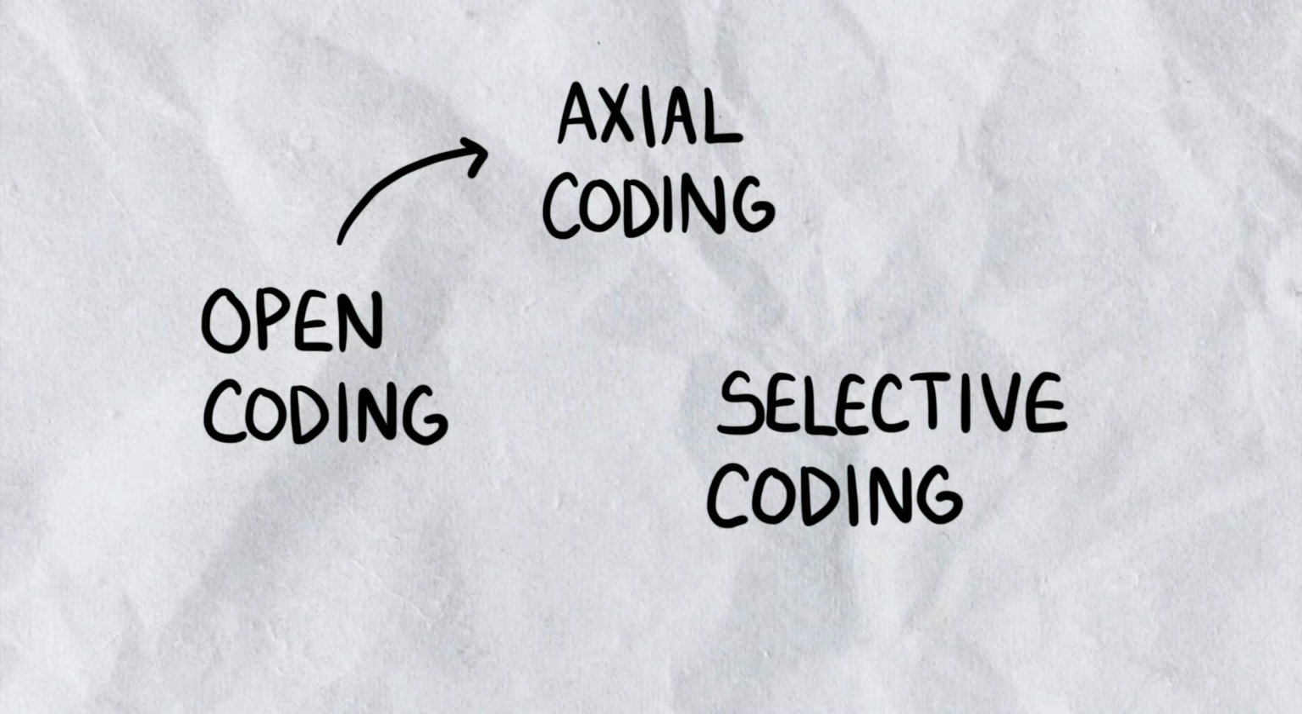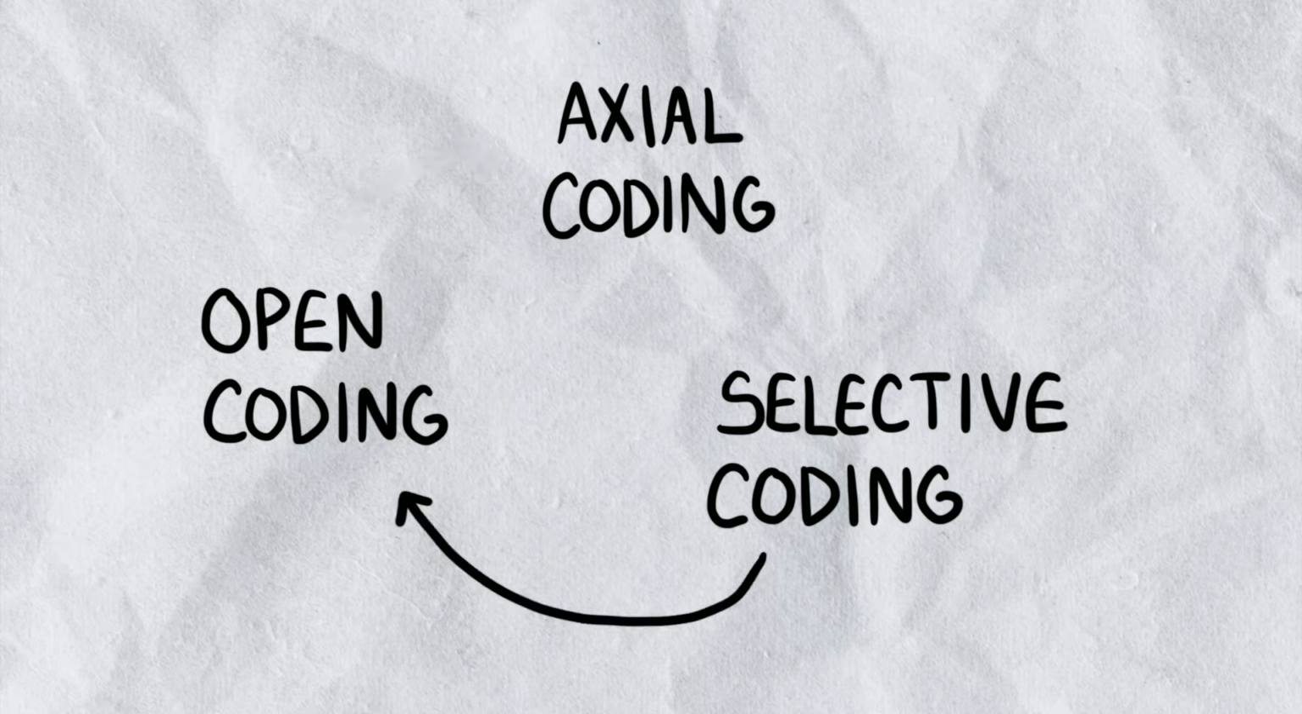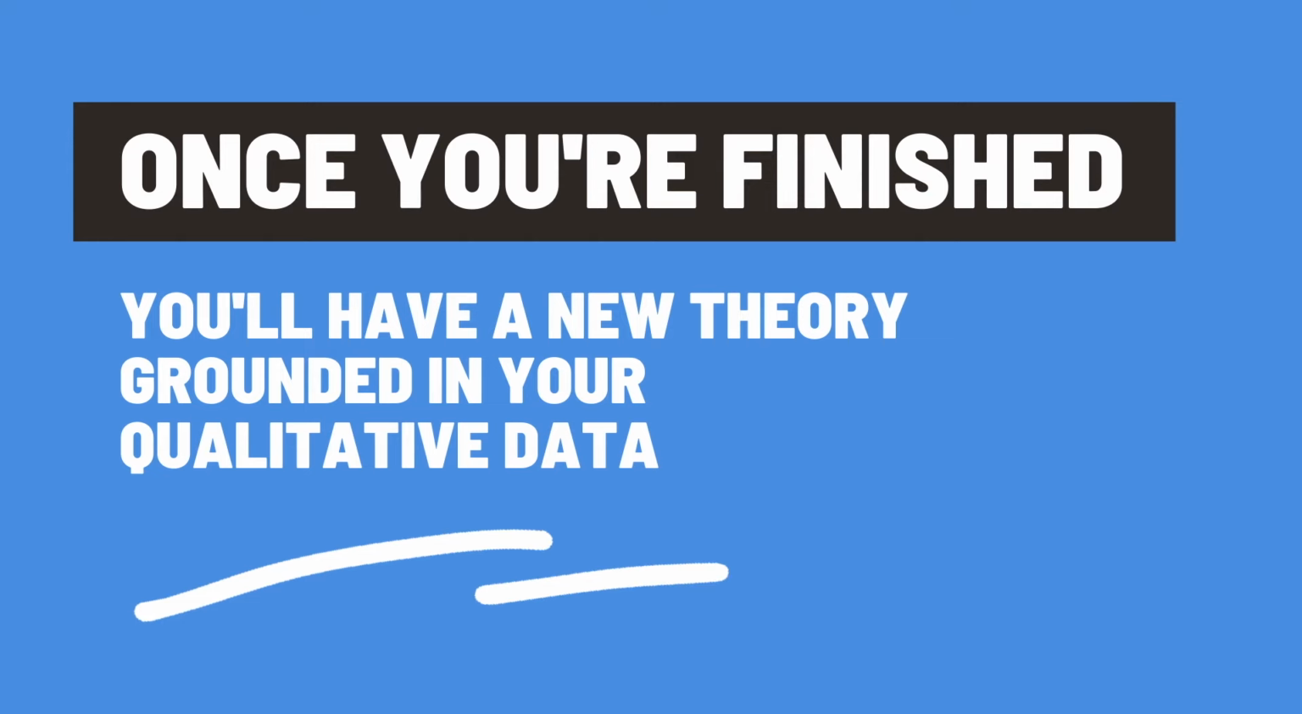Each of these coding steps is iterative. You should continuously go back and do further rounds of coding based on codes and categories derived in each step. Once you're finished, you'll have a new theory grounded in your qualitative data.